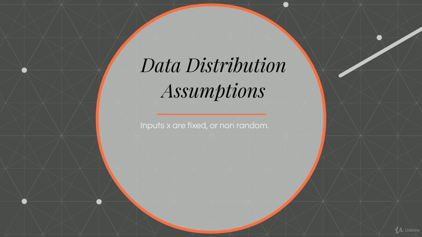However, in order to pin down the sampling properties of beta, we now assume that the observations of y are uncorrelated and have constant variance, and that the x's are fixed or non-random. So we're going to have in our data an input x, and then as a result, we're going to get an observation y that is uncorrelated to the other observations y.